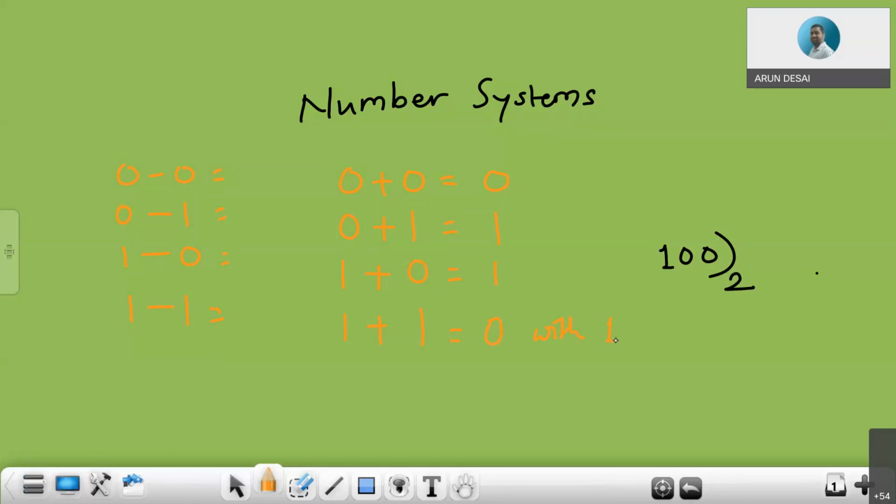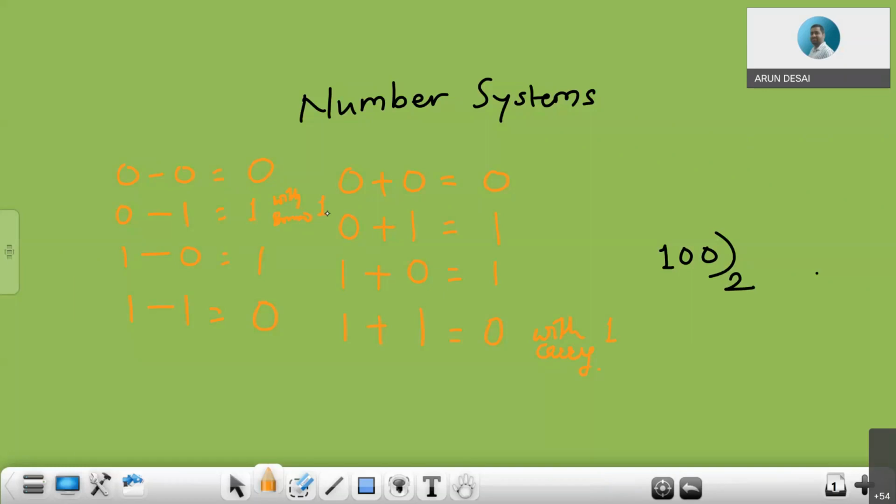In case of subtraction, 0 minus 0 is 0, 1 minus 1 is 0, 1 minus 0 is 1, and then 0 minus 1 is... what is the difference? 0 minus 1 is 1 with borrow, which we need to pass to the next digit, and that is 1.